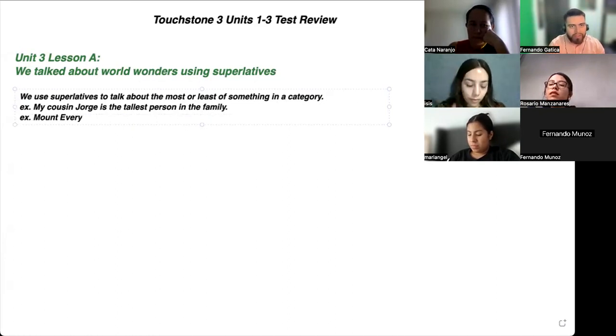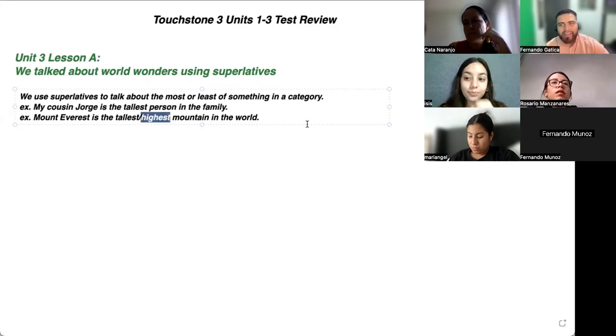Mount Everest is the tallest mountain in the world. Or Mount Everest is the highest mountain in the world. We usually don't use the word high for people because when we say that a person is high, it's like Snoop Dogg. So we only use high for things. Yes, high es lo mismo que tall, es alto. But for people, we only use tall or tallest.